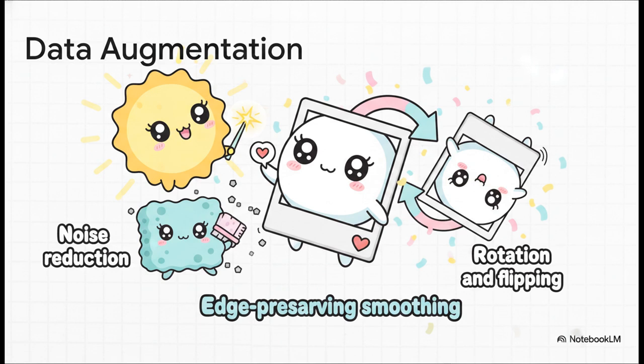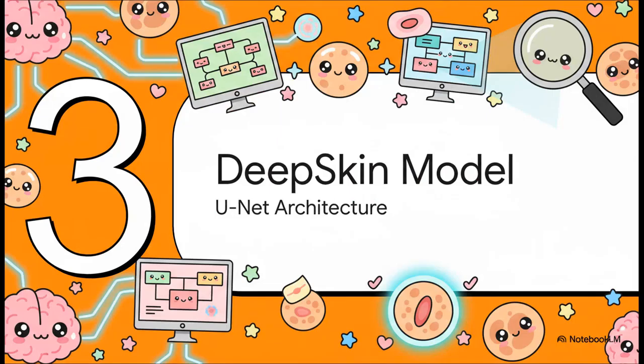Plus, during training, the dataset is artificially expanded. They use augmentation techniques like rotation, flipping, and injecting Gaussian noise. This forces the model to learn actual tissue features rather than just memorizing perfect photos. Which brings us to Section 3, the DeepSkin Engine and the UNet architecture.